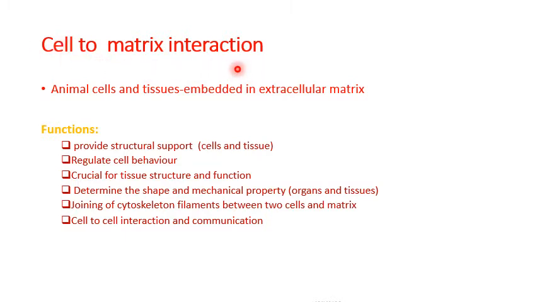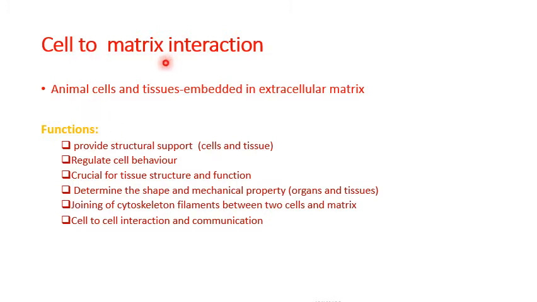This type of interaction can be seen in many of the animal cells where the cells are attached to the matrix or embedded in the matrix, where they form a stable structure. And why is it necessary? Have you ever thought why it is necessary for the cell to interact with the matrix? What is the role of this interaction? Here we'll know why it is necessary.